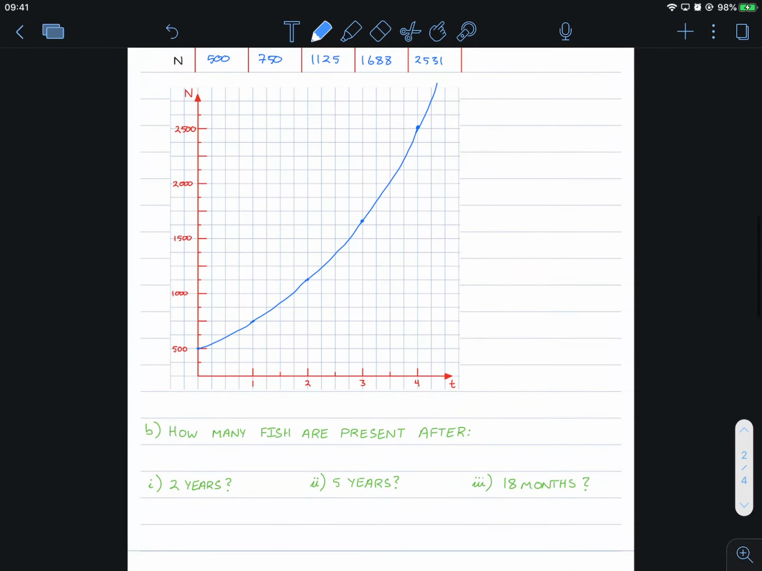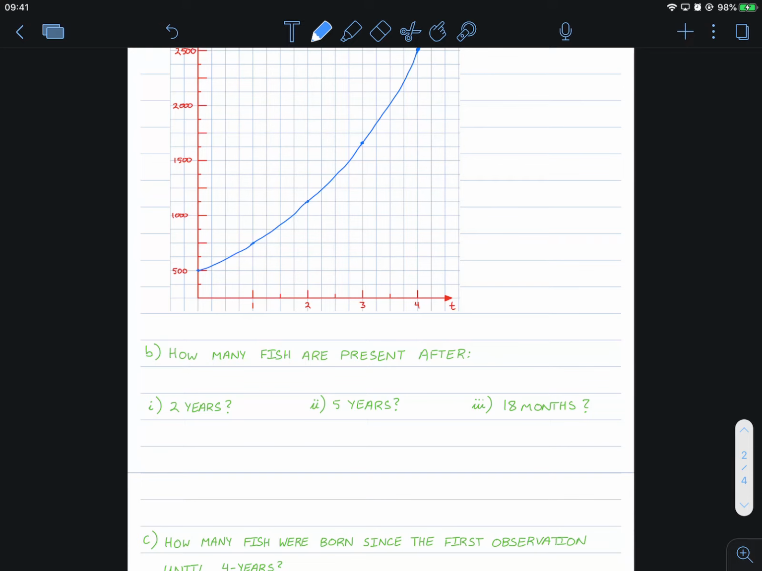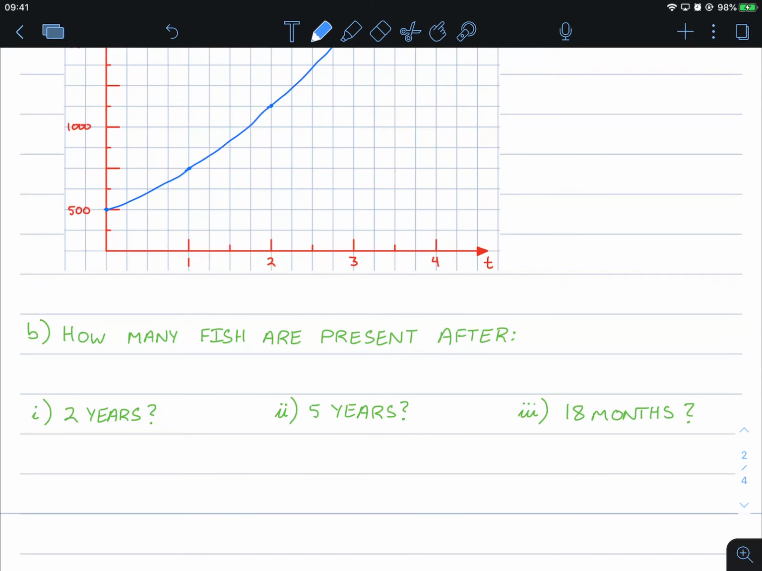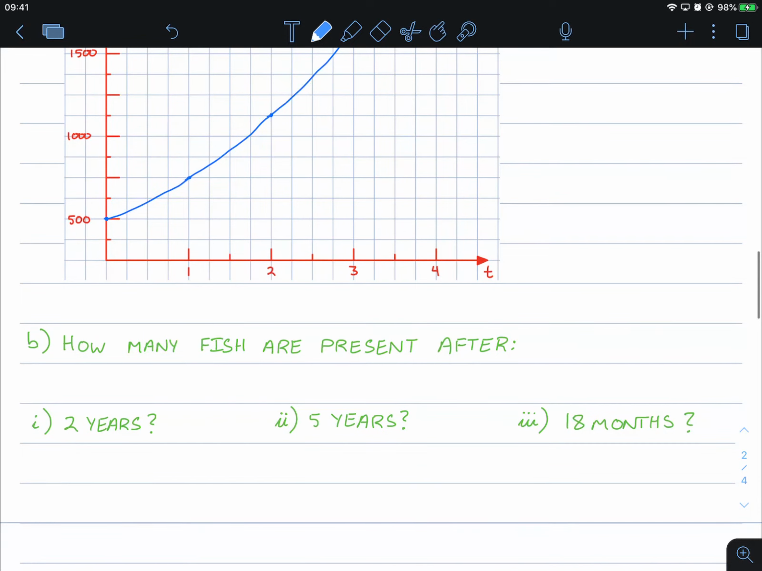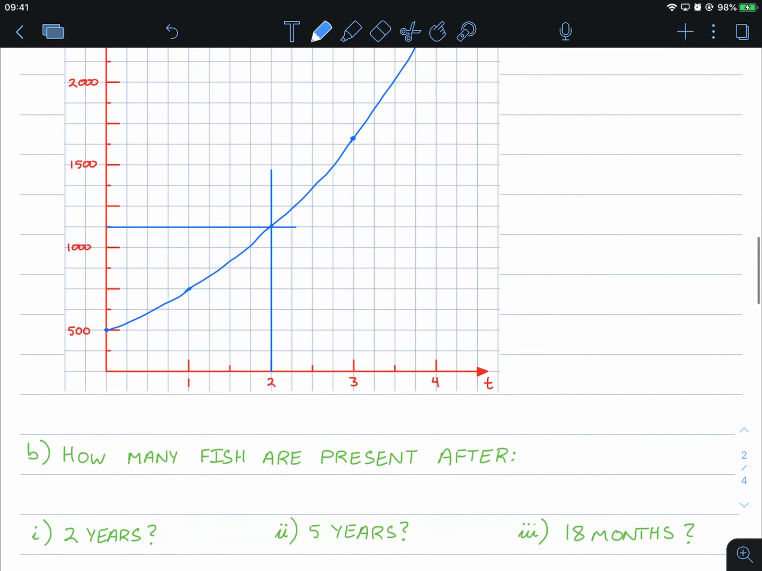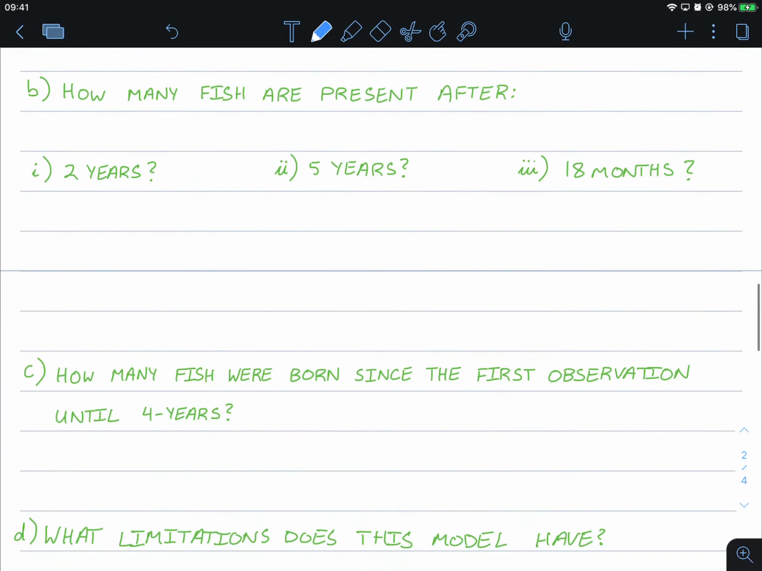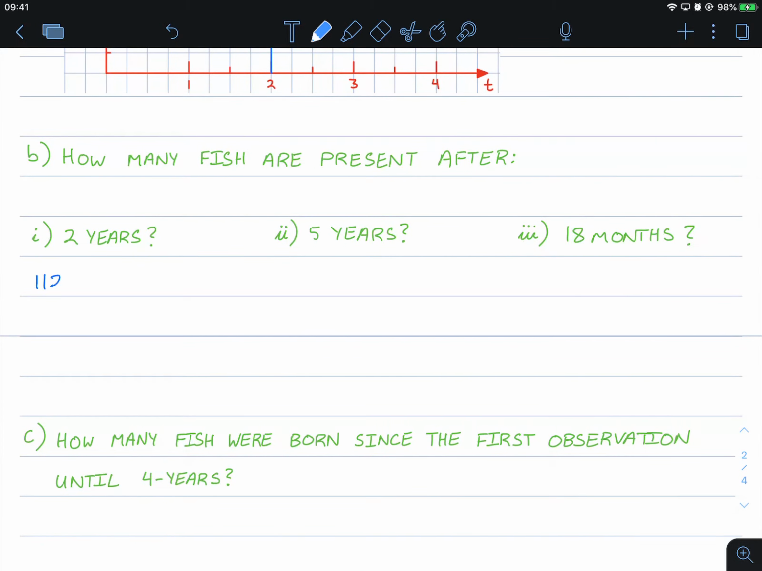So now, using either the table of values or the graph, we can estimate or find the exact values of these questions here. How many fish are present after 2 years? If we're only given the graph, you're going to go to the t for the number of years, find the number 2, and go along to that point there. So 1,125, which is what is shown here. So this is 1125 fish.